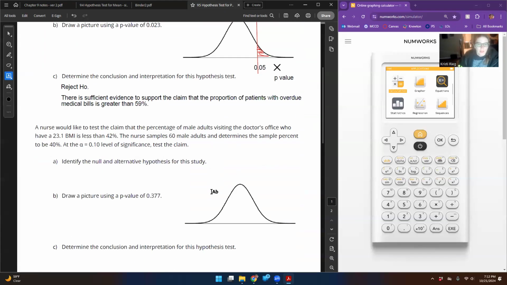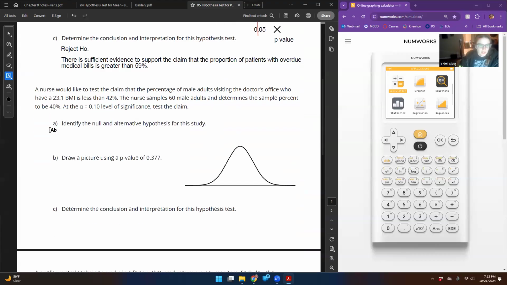Okay, one more time, and then we'll start using the calculator. It says the nurse would like to test the claim that the percentage of male adults visiting the doctor's offices who have a 23.1 BMI is less than 42%. So don't be tricked by this BMI right here. We don't need it. That's just a number that is involved in the problem.